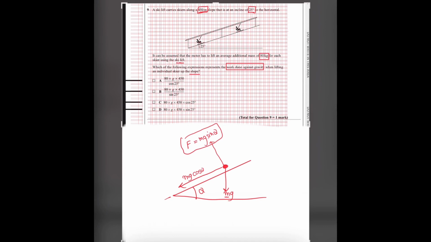We also know that work done is equal to force into distance, so the work is m into g into sin theta into distance. So m is 80, g is the gravity, into sin theta, where the value of theta here is 25 degrees, so sin 25, into the distance, which is 450. So we can rearrange it and write 80 into g into 450 into sin 25. So the answer to this question is B.